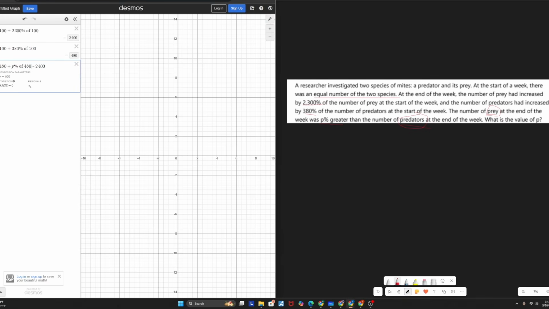And through the regression feature in Desmos, which I've discussed in the last problem in the video, so go back to that if you need to understand how to perform a regression. Using that tool, you can just get the value of p as 400. In other terms, the number of prey at the end of the week was 400% greater than the number of predators at the end of the week. And how I did that was I just modeled it based off of how it worked over here. So yeah, use Desmos and be more efficient.